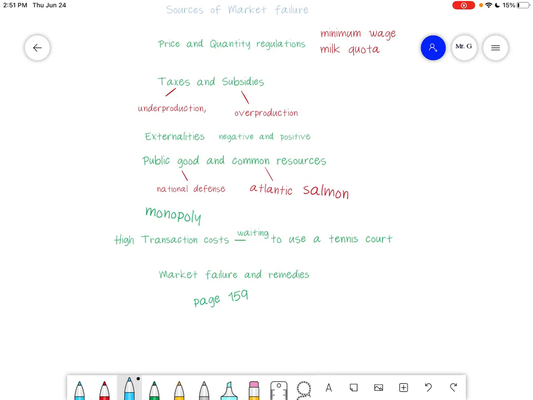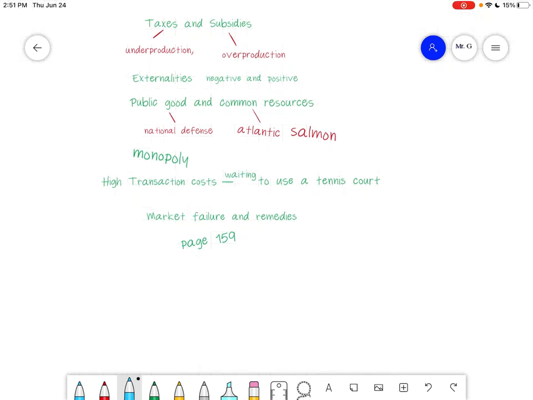Externalities, negative and positive, and we'll cover those in future videos. Public goods and common resources, things like national defense, we'll talk about later as well. Monopoly: having a situation where there's basically only one producer of a good also causes inefficiency and market failure, and we'll talk about that in later chapters. And high transaction costs, for example, waiting to use a tennis court. All of these can be market failures.